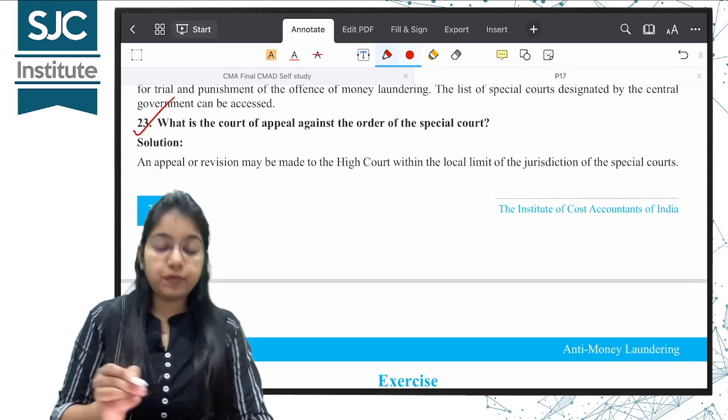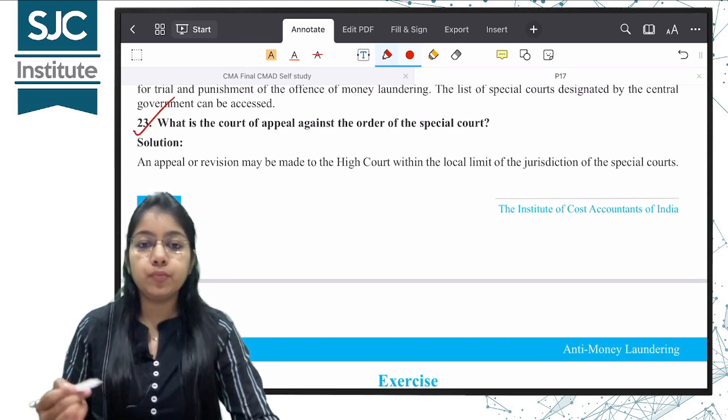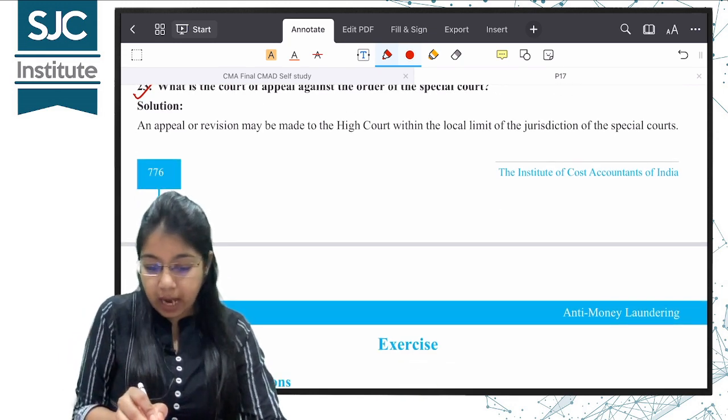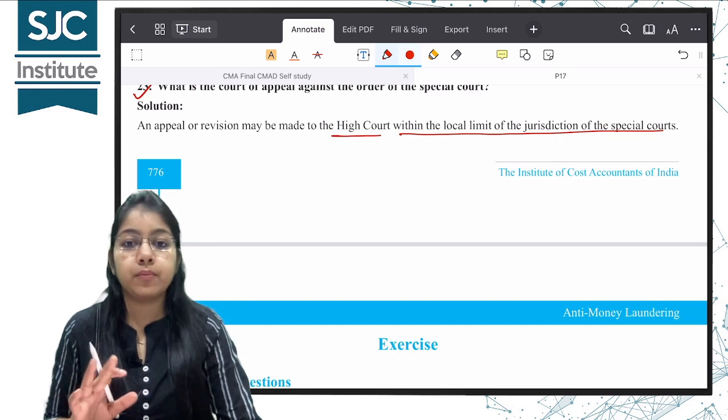And if you're not satisfied with the order of the special court, whom will you appeal to? An appeal may be made to the High Court within the local limit of the jurisdiction of the special courts. Clear?